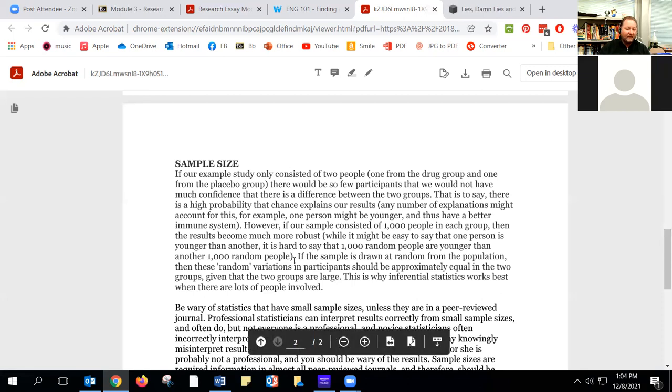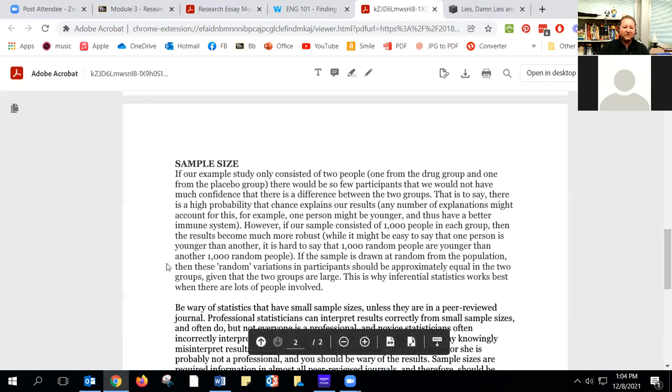If the sample is drawn at random from the population, then these random variations in participants could be approximately equal in the two groups. So if instead of targeting a young, healthy person versus an old, feeble person, right, you pick 1,000 random people to give the drug to and 1,000 random people to give the fake drug to, right? If it's randomized enough, you should get the same kind of makeup of people in both groups. You'll get younger, healthy people. You'll get younger, not so healthy people. You'll get middle-aged people, older people across both groups, right?